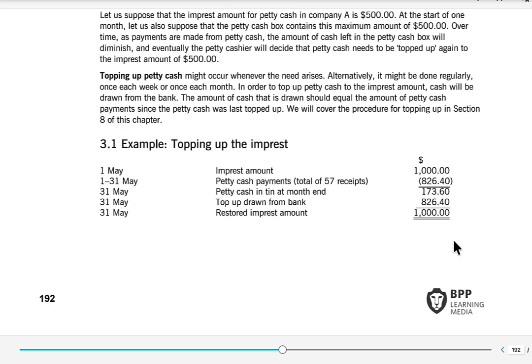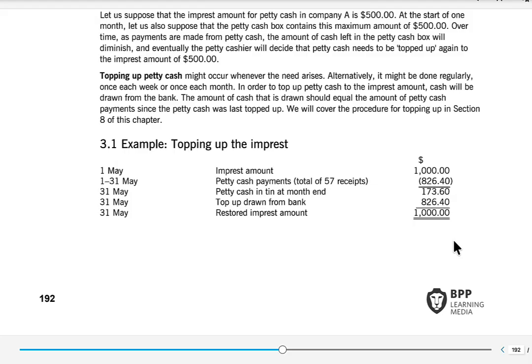Let's read the information step by step. 1. On the 1st of May, the imprest amount is $1,000. That means the petty cash tin starts the month with $1,000 inside it. 2. During the month of May, petty cash payments are made. The book tells us that there are 57 receipts in total. The total value of these receipts is $826.40. So during May, the petty cashier paid out $826.40.